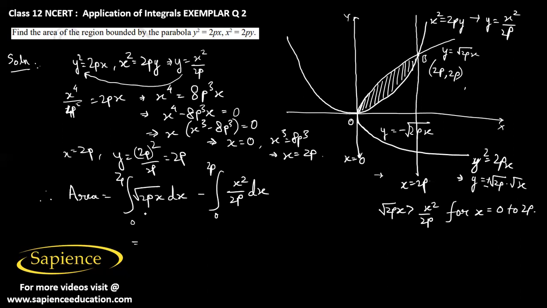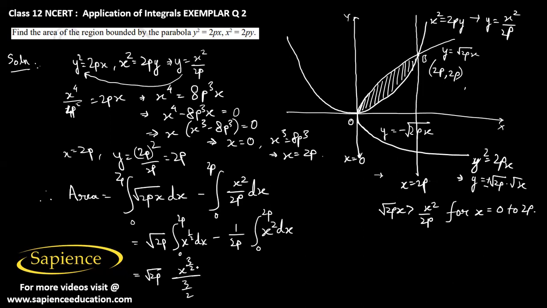That will be equal to, now root over 2p is a constant, so it will come outside of the integral, and that will be root over x, that is x power half dx, going from 0 to 2p, minus, now 1 by 2p is also a constant, so it will be the integral of x square dx, going from 0 to 2p. Now this will be root over 2p, and this will be x power 3 by 2 by 3 by 2, going from 0 to 2p, minus 1 by 2p, and the integration of x square is, we know, x cube by 3, also going from 0 to 2p.